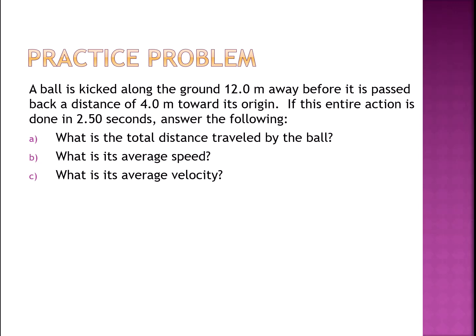For the next one, a ball is kicked along the ground 12 meters away, and then it is passed back, but only 4 meters towards its origin. If this entire action of going out 12 and back 4 is done in 2.5 seconds, answer the following. What's the total distance traveled by the ball? Well, that would be 12 meters out plus the 4 meters back, so the total distance would be 16 meters.